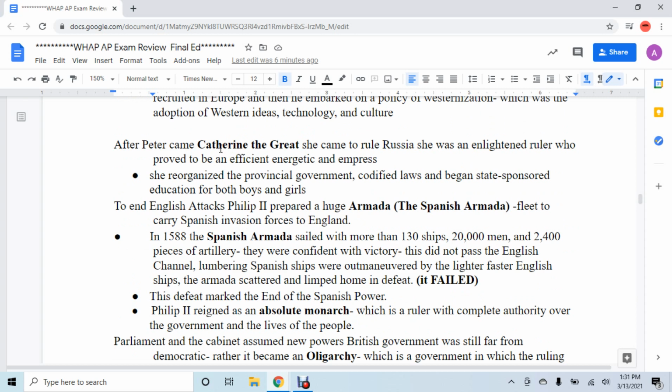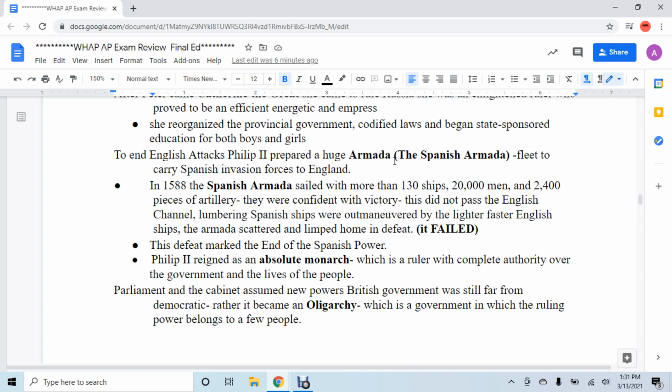After him, he has this enlightened empress called Catherine the Great. She does the Enlightenment version for Russia, with things like education and intellectual movements. Again, Spain was a dominant force until Philip II wanted to attack England.